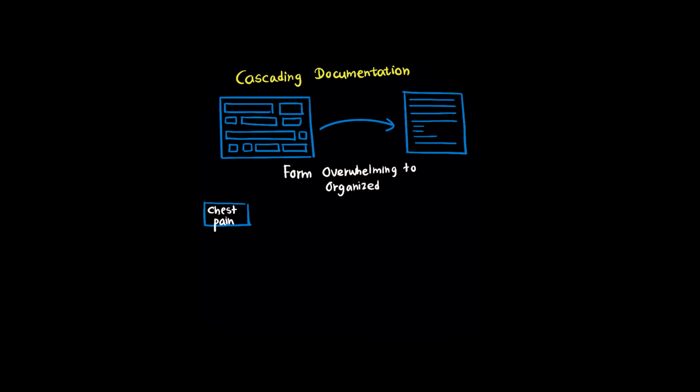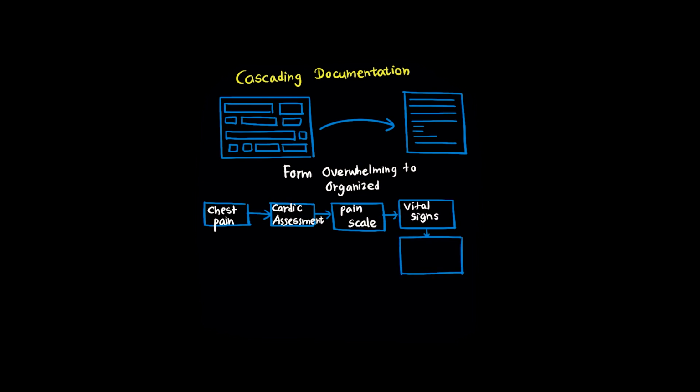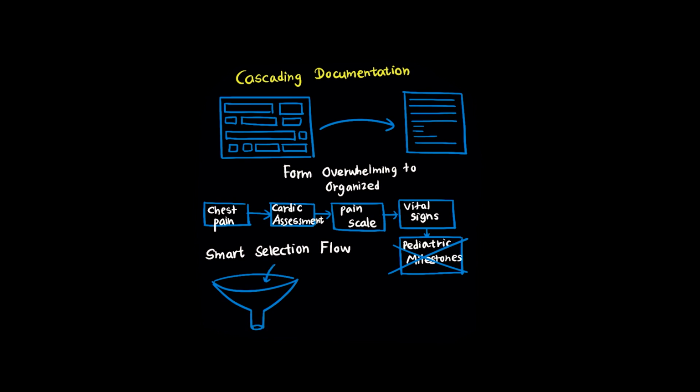If you document that a patient has chest pain, the system then shows fields specific to cardiac assessment, not pediatric developmental milestones. This doesn't eliminate data duplication. The same information might still be stored multiple places. It doesn't increase your typing speed for free text. And while organized documentation helps with safety, that's not the primary benefit here.